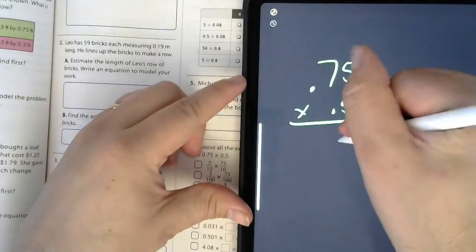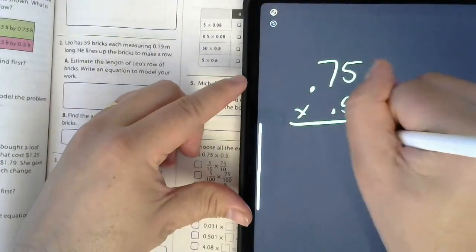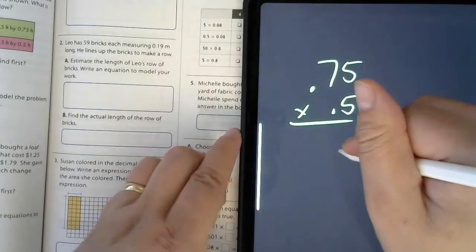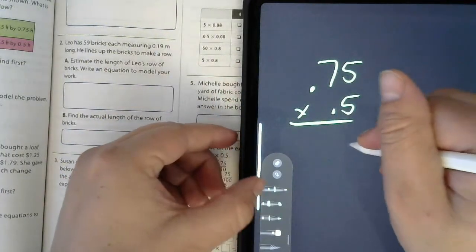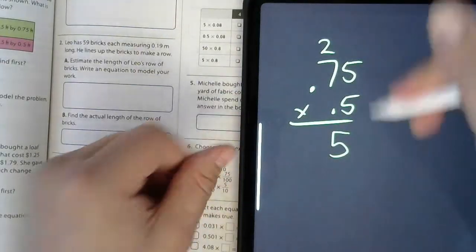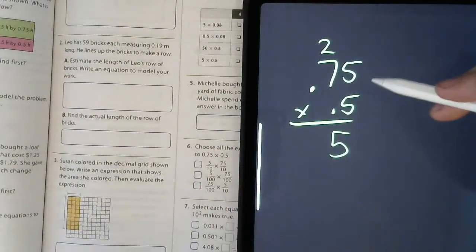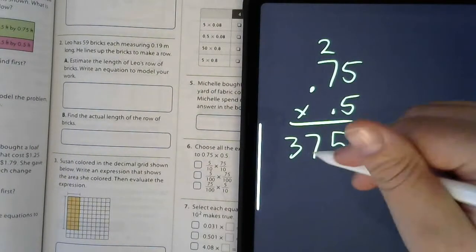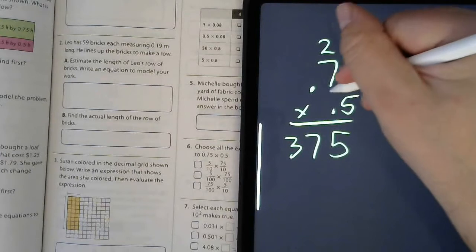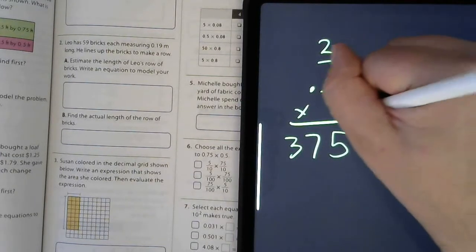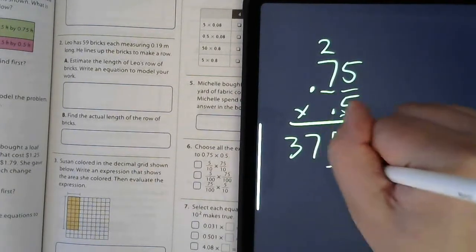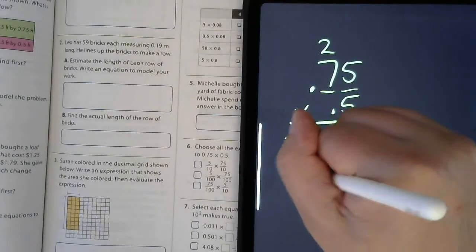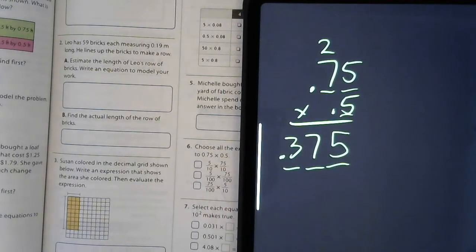So 5 times 5 is 25. There we go, 25. 5 times 7 is 35, plus 2 is 37. So I end up with 375. But wait, can't forget about my decimals. There are 3 spaces there. So I need 1, 2, 3 spaces. And I put my decimal right there. I end up with 0.375, or 375 thousandths.